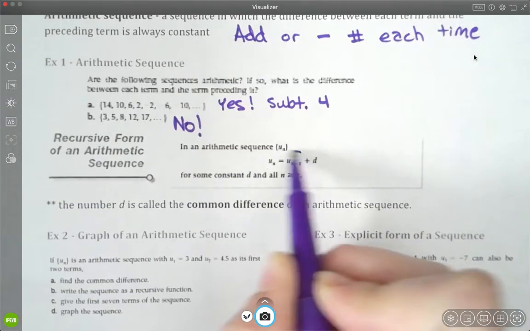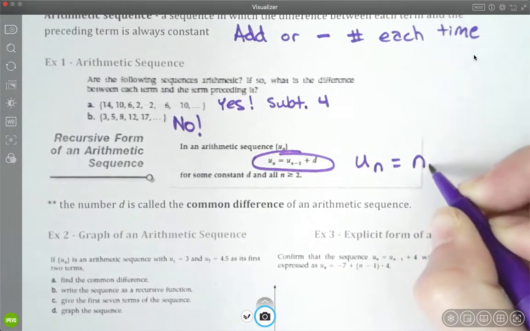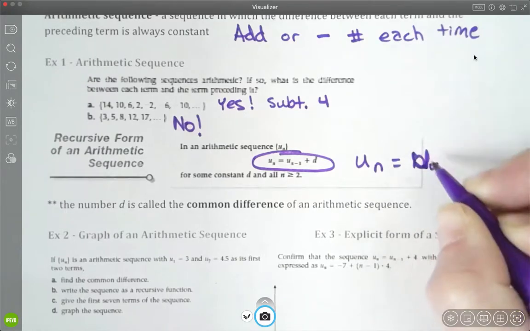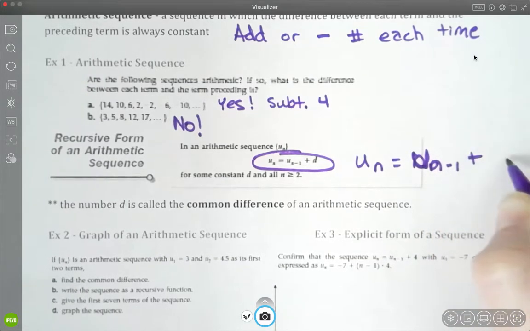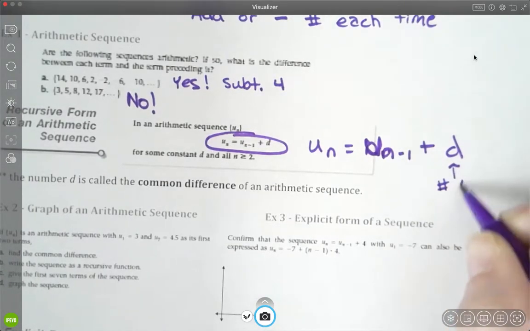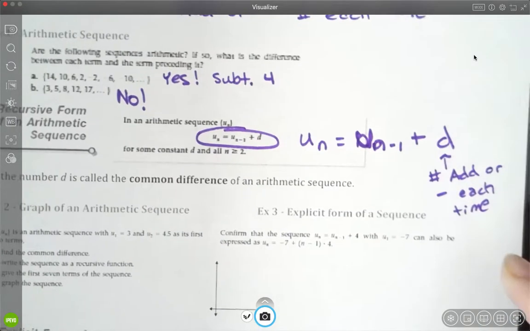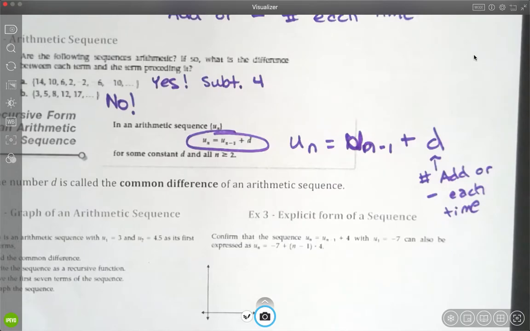Okay, now the recursive form. We already know this. The recursive form, I'll write it bigger. U sub n equals just the one right before it plus D, which is the number you're adding or subtracting each time. So U sub n is U sub n minus 1 plus D. I'm just writing that bigger. It's exactly the same as what they have over there. All right, so now you have that written on your note card, okay?